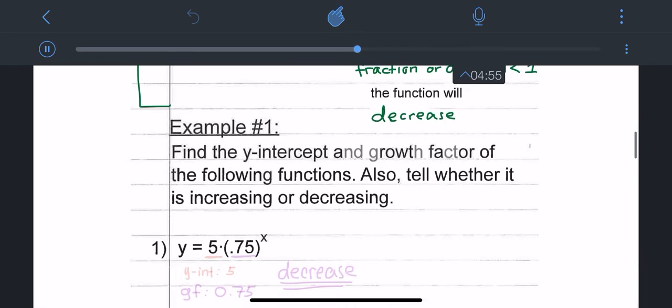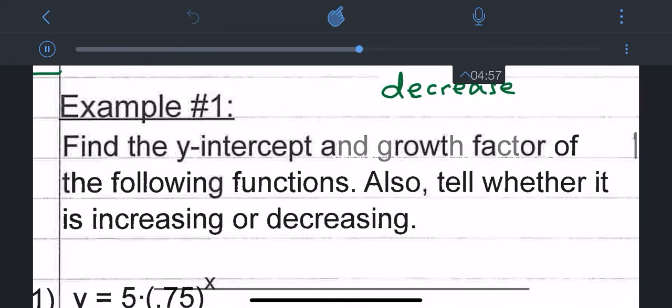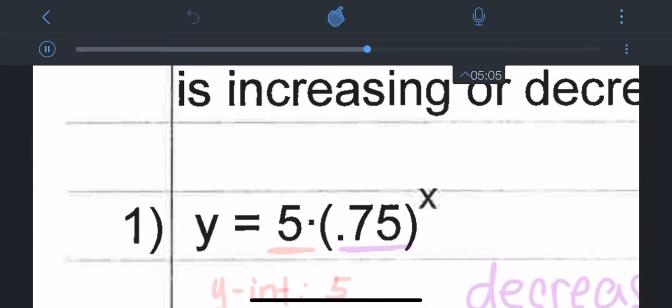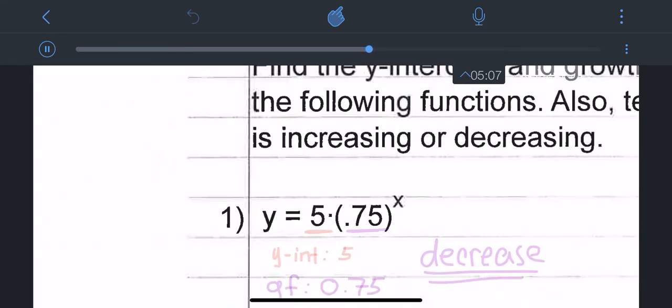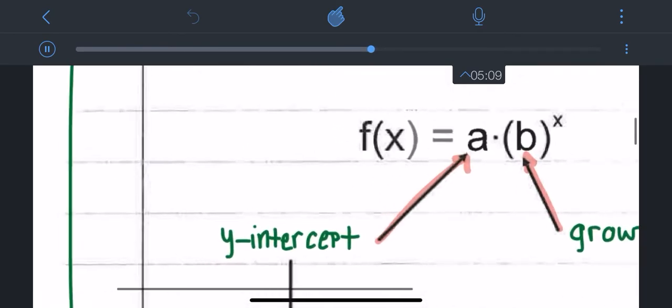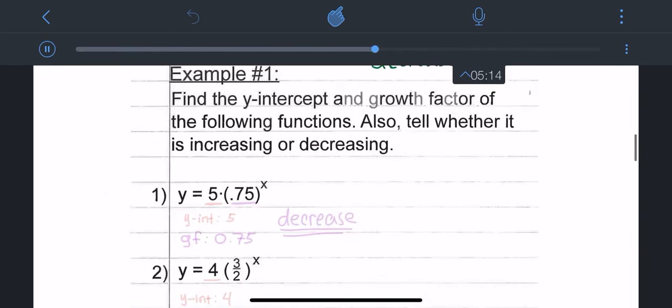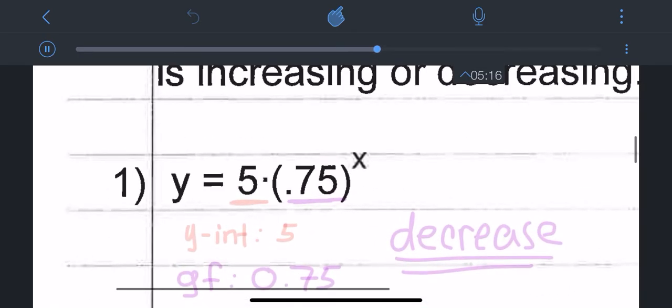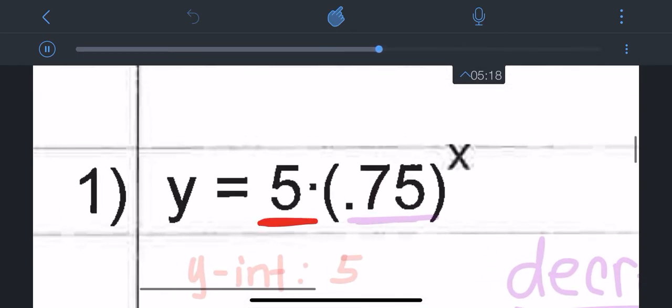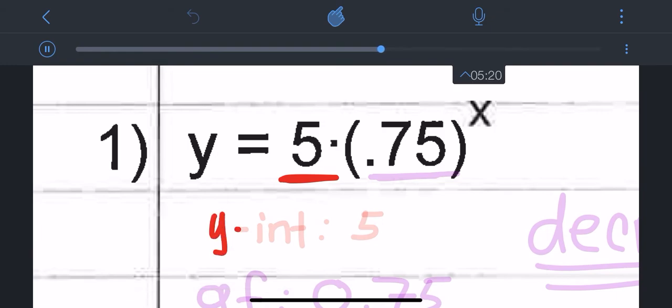So if you look at example 1, it says, find the y-intercept and growth factor of the following functions. Also tell whether it is increasing or decreasing. So the y-intercept, if you look at the notes that we just copied down, is the number in front of the parentheses. So if we look at this first problem right here, the number in front of the parentheses is 5. So we're going to say that the y-intercept is 5.